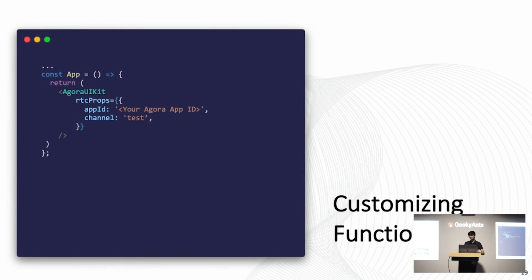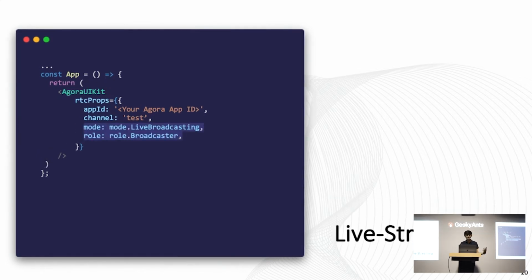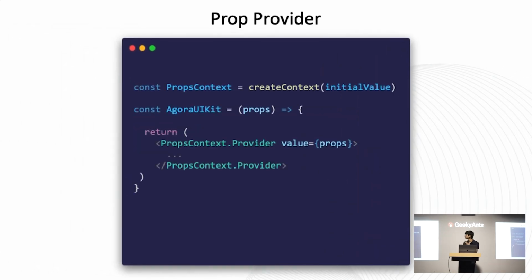So we thought that the very first thing is you want this to be flexible. You want the end user to customize the functionality without writing much code. So for example, if you were building a live streaming app, you add those 2 lines, you have a live streaming app. Props are wonderful. That's really how React components work. You want to change the layout, you pass another prop, and it works.